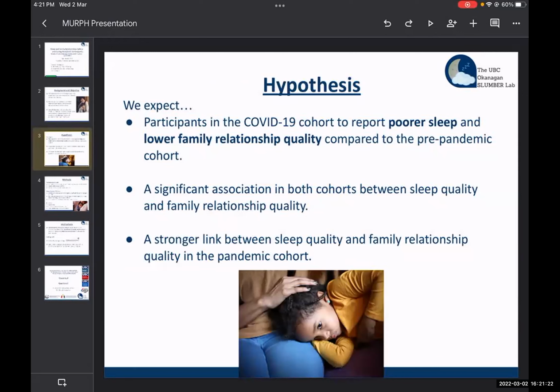So what we expect, our hypothesis, is that compared to our pre-pandemic data, our new participants are going to report poorer sleep quality, as well as lower family relationship quality. And we expect to find an additional correlation between sleep quality and family relationship quality, and are interested in how each of these variables might cyclically affect one another, meaning that poor sleep quality affects relationship quality, which in turn then might affect sleep quality. And we expect these correlations to be stronger within the pandemic cohort than within the pre-pandemic data set. So I'm going to pass the presentation off to Andrea in the next slide, who is going to continue and conclude.